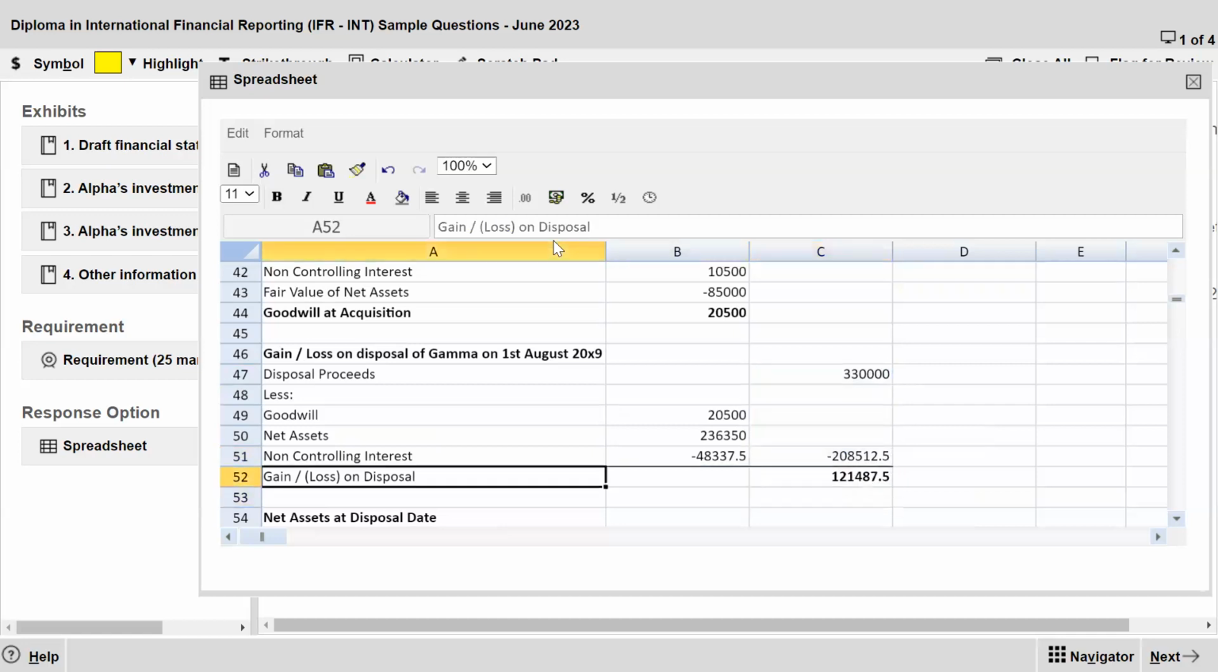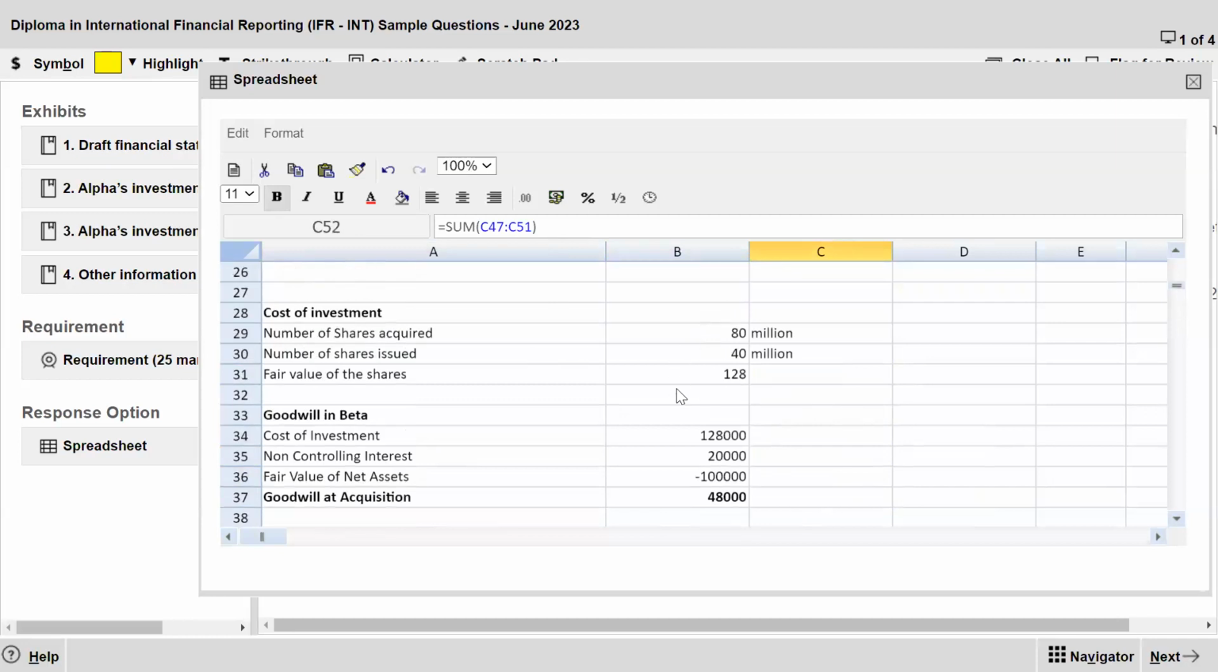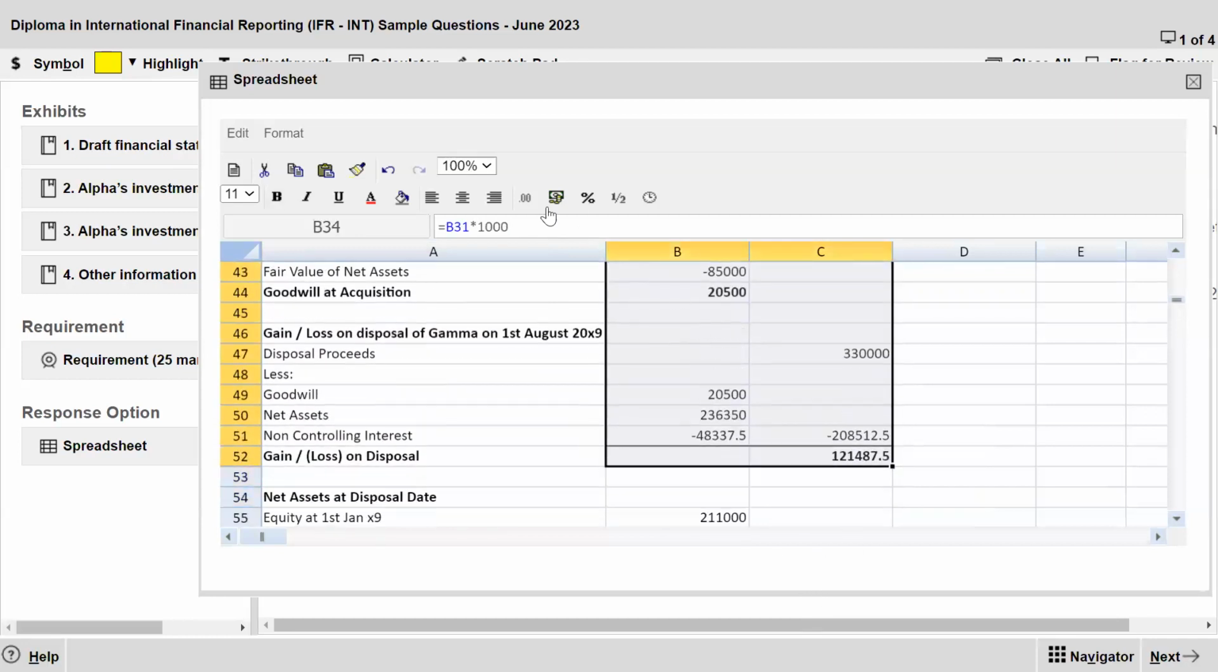So there is going to be a gain on disposal of 121,487. So what is it going to be? It's going to be a gain on disposal of 121,487.5.